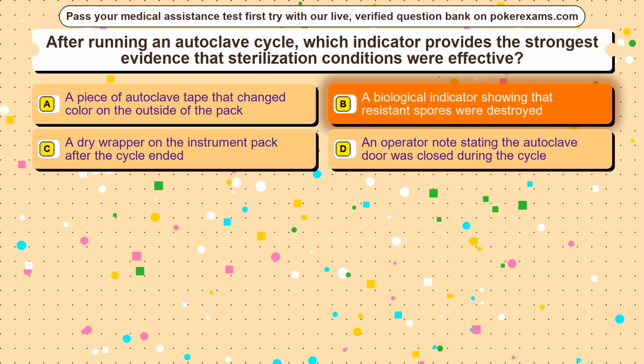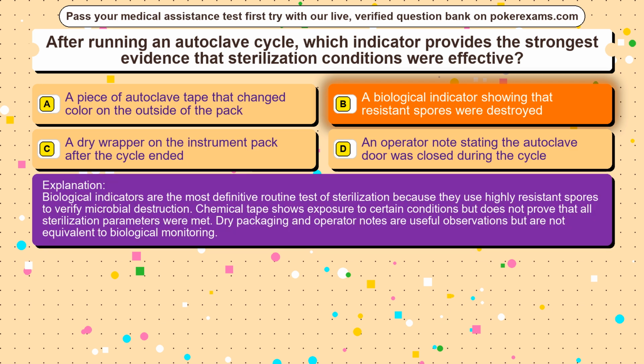The correct answer is option B, a biological indicator showing that resistant spores were destroyed. Biological indicators are the most definitive routine test of sterilization because they use highly resistant spores to verify microbial destruction. Chemical tape shows exposure to certain conditions but does not prove that all sterilization parameters were met. Dry packaging and operator notes are useful observations but are not equivalent to biological monitoring.